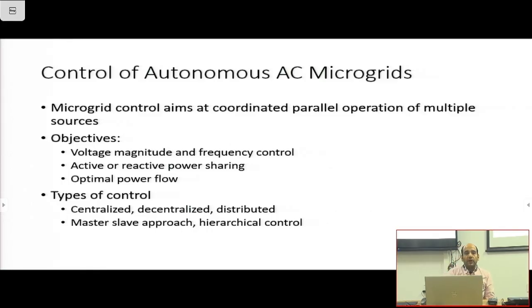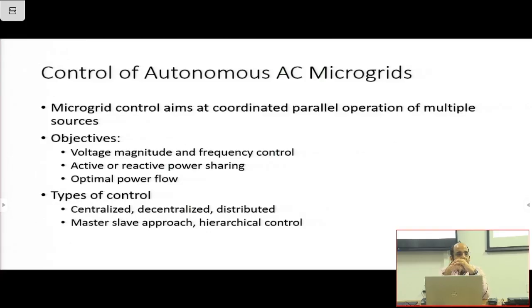When you talk about a master-slave control, as the word says, there is a master and the others are slaves. That means one unit is the master unit, you can say the highest power rating unit. That unit will decide what the others have to do, how much power the others have to inject, at what ramp rate they should change their power, or how much reactive power the others should operate. Basically the commands are given by the one master unit to the other slave units. This is called a master-slave approach.